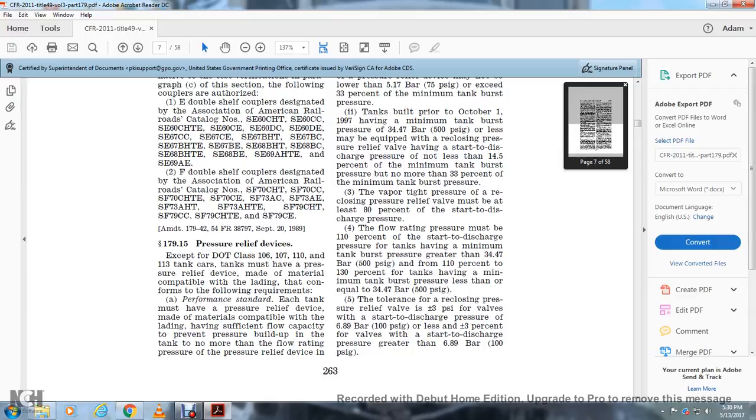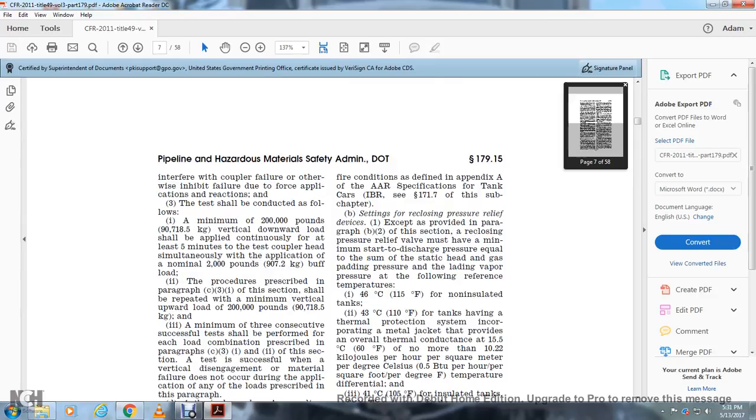179.15 Pressure relief device. Except for class 106, 107, 110 and 113 tanker cars, tanker cars must have a pressure relief device made with material capable of withstanding lighting and conform to the following requirements. Performance standard: each tank must have a pressure relief device with sufficient flow capacity to prevent pressure buildup in the tank, at the flow rate of the pressure relief device defined in Appendix A of the AAR specification. Tanker cars IBR with the C, then 151.7 for the subchapter.